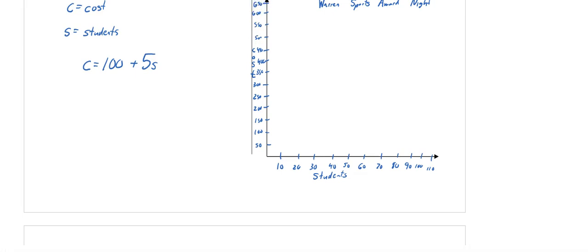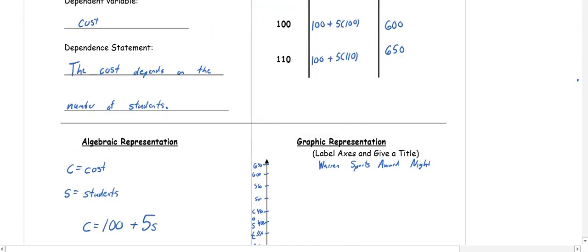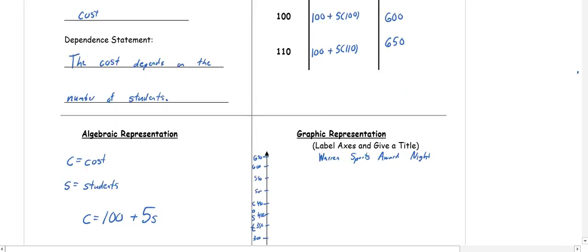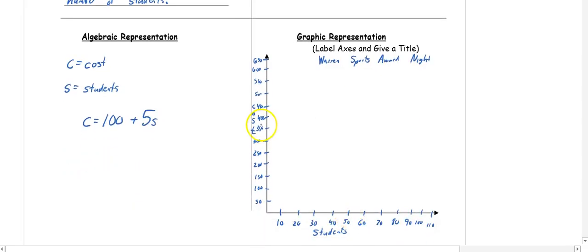Now I'm going to plot my points. Remember, for 50 students, it cost us $350. So we're going to go 50. Let's see where 350 would line up with that. Place a dot. For 100 students, it costs $600. And for 110 students, it costs $650.